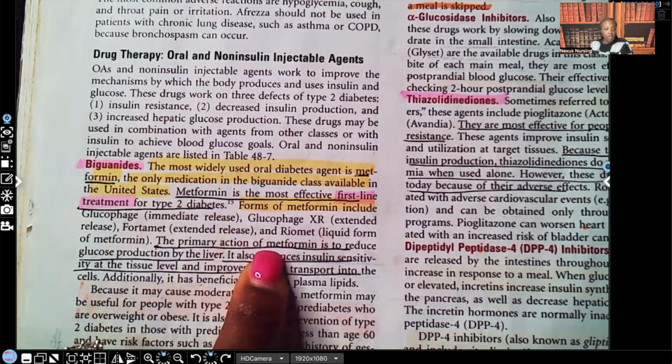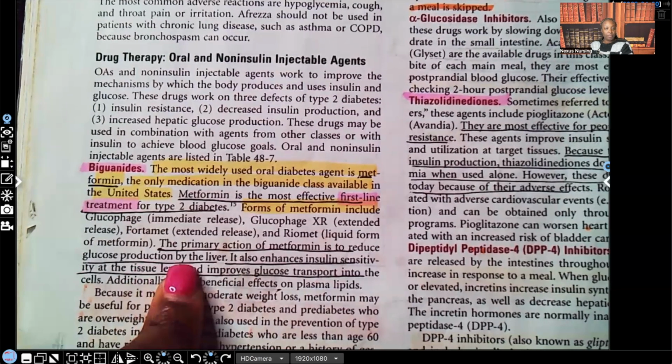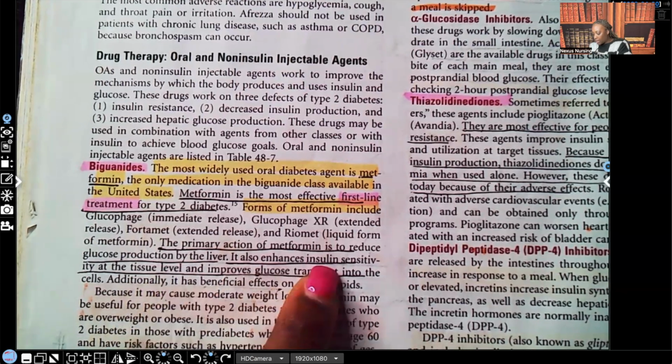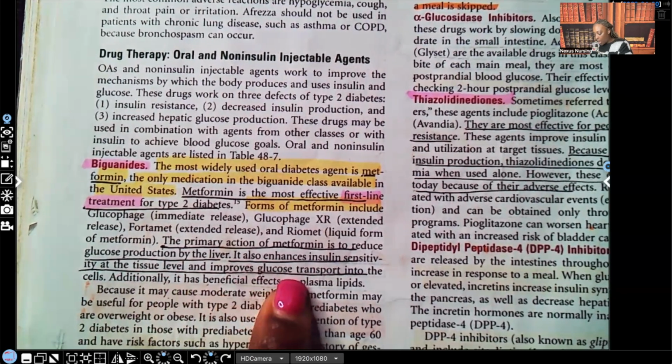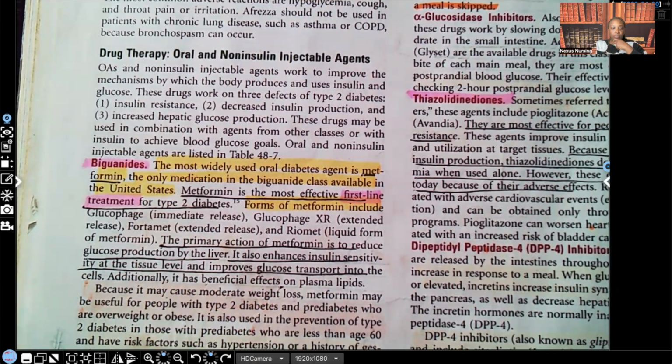Look at the action. Look at what it does. It reduces glucose production by the liver. Remember, the liver is what produces that glucose that stores it as glycogenesis, right? It also enhances liver sensitivity at the tissue level and improves glucose transport onto the cells. That tells us something else. It helps the insulin that is already in the body for the tissues to be able to absorb it and use it so that that blood sugar can go down.